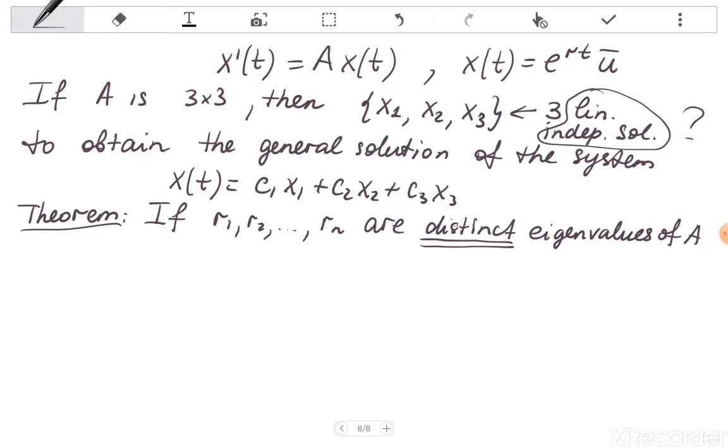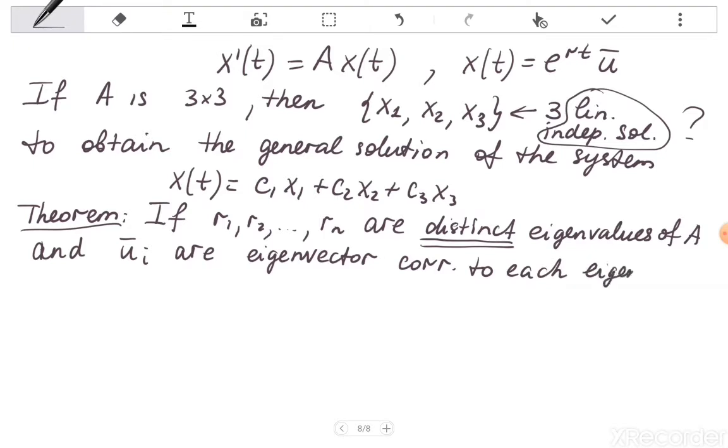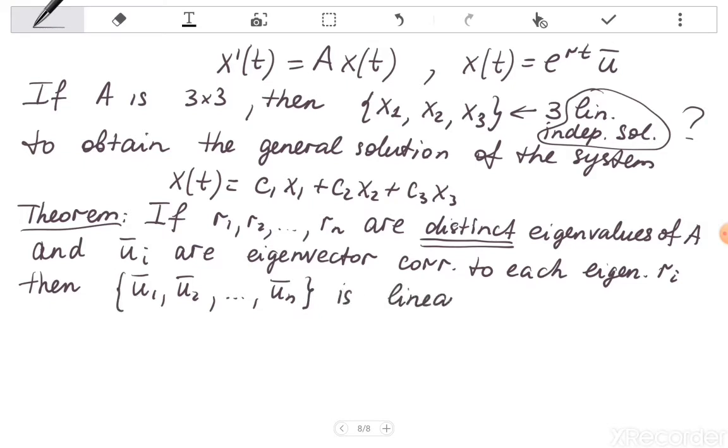Then, if ui are eigenvectors corresponding to each eigenvalue Ri, then this set of eigenvectors u1, u2, and so on, un, is a set of linearly independent vectors.